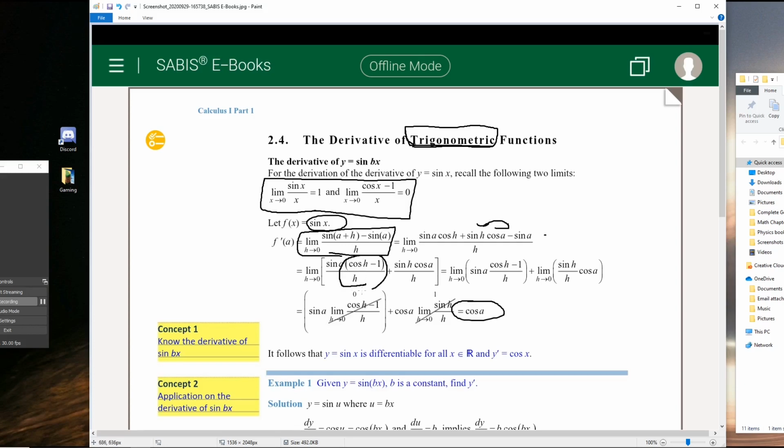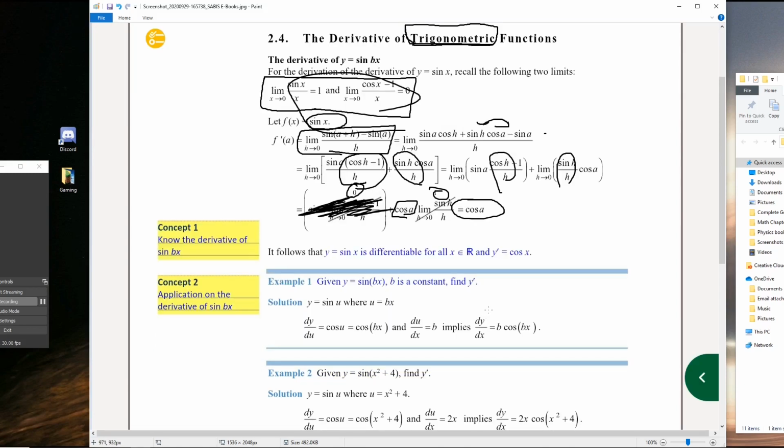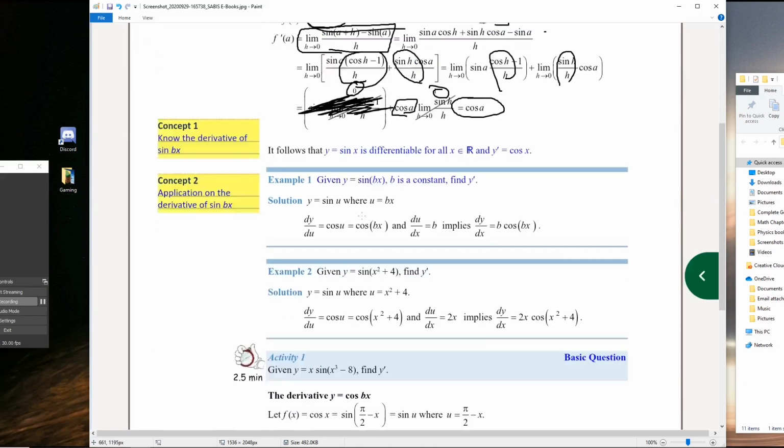Here they're going to factor these two and factor these two, because that's where you get your identities from, and you just substitute. You get 0 here and 1 here. 0 because you're using cosine h minus 1 over h, and 1 because you're doing sine h over h. So in the end, this cancels because it's 0, the entire expression is removed, and this is 1, so you're left with cosine a. Pretty much. This is deriving sine bx, so just put b out, and you're pretty much done.